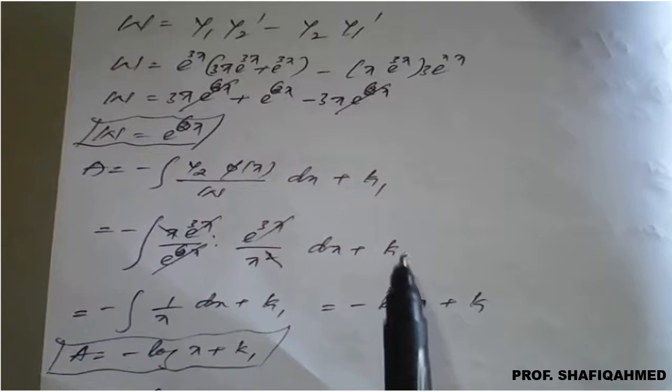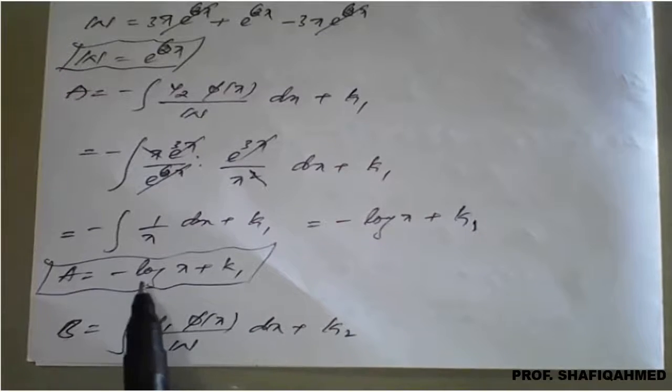So what is left here? 1 upon x into dx plus k1, with the minus outside. Integration of 1 upon x is log x plus k1. So therefore a is equal to minus log x plus k1 is the answer here.